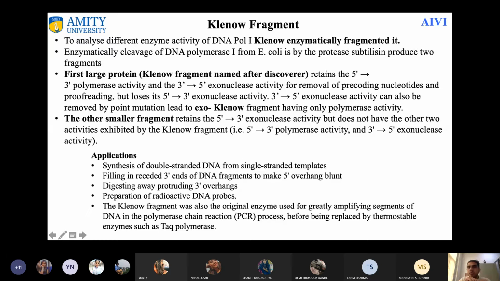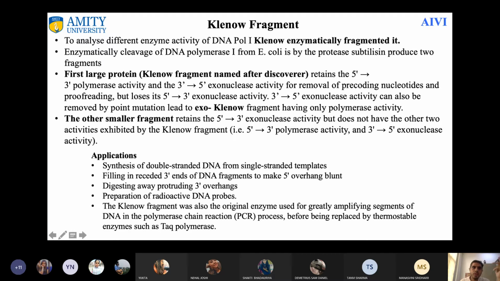So to analyze the DNA polymerase, it was enzymatically fragmented. What we did was treat this DNA polymerase with proteases. So which protease did we utilize here? We utilized subtilisin. You know pepsin, chymotrypsin, these are different proteases. So subtilisin is also a protease. What does it do? It cleaves your protein depending upon its site of action. So when you treat your DNA polymerase 1 with subtilisin, what is going to happen? It is going to fragment into two portions.